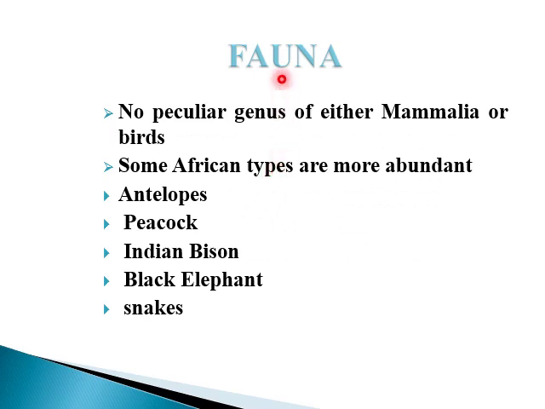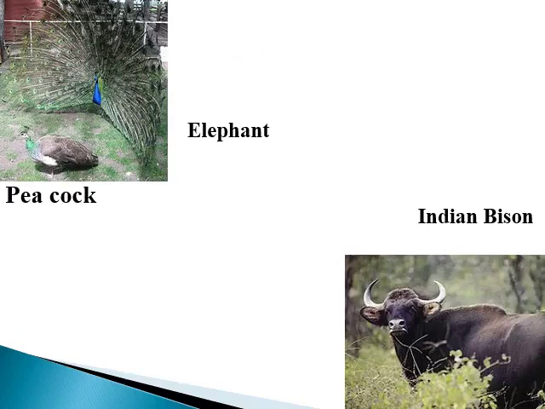If we talk about the life or fauna of that area, there is no particular genus of either mammals or birds that is peculiar to this region, but some African types are more abundant. The animals that are present here are antelopes, peacock, Indian bison, black elephant, and snakes. Here are the different pictures of these animals.